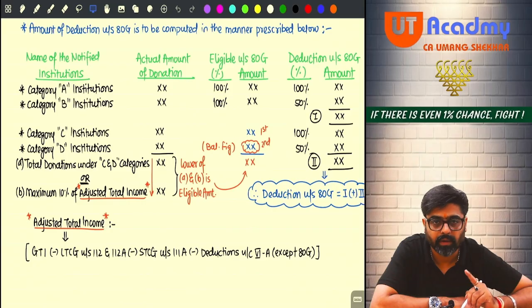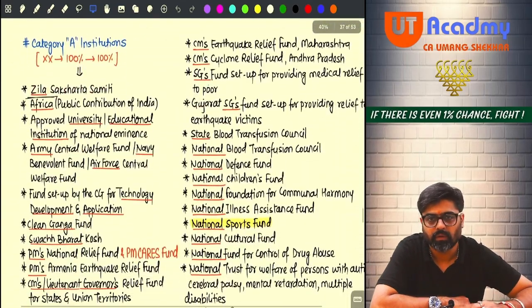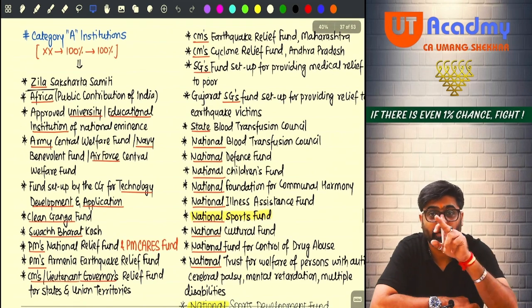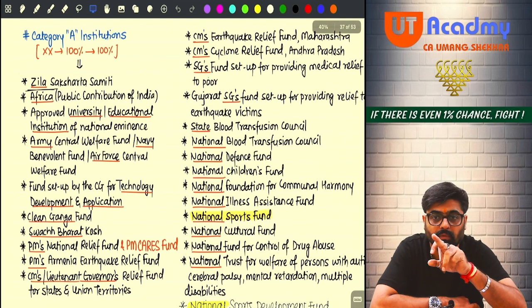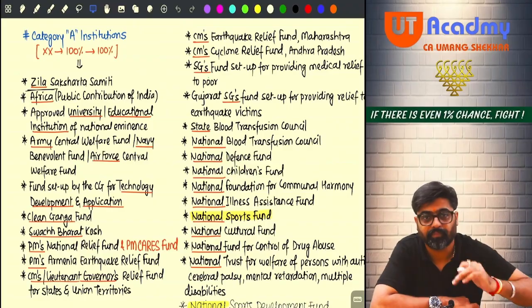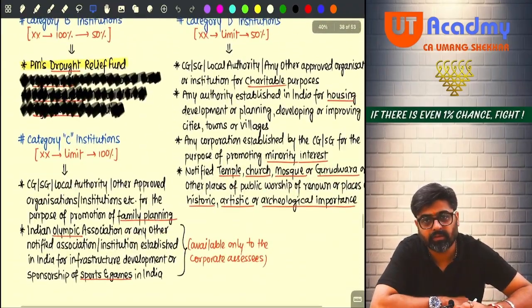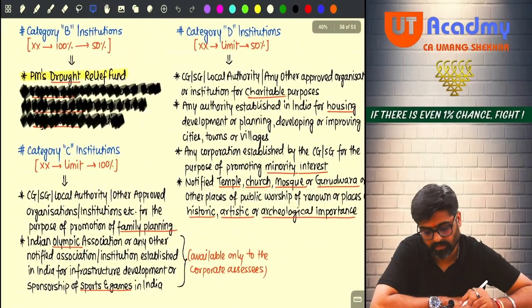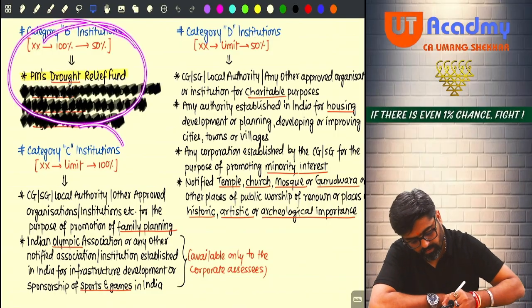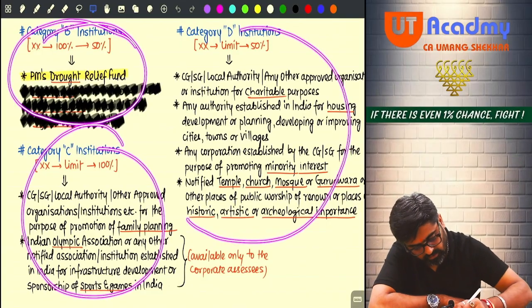GTI, reduce long term gain 112, 112A, short term gain 111A, and all the chapter 6 deductions except ATG. Okay, now this is your category A. You have to remember all the names. Wait, this is category B, C and D. This is B, this is C, and this is D.